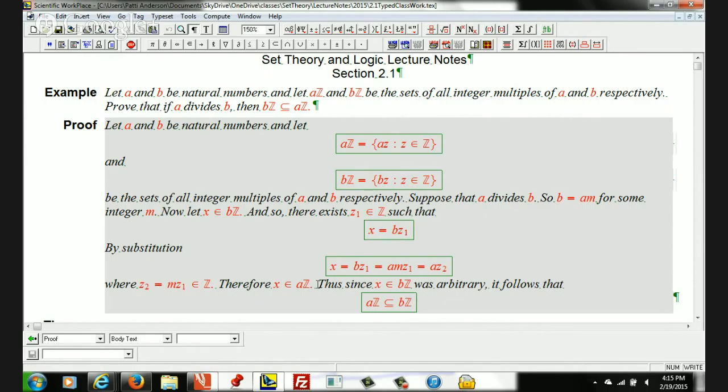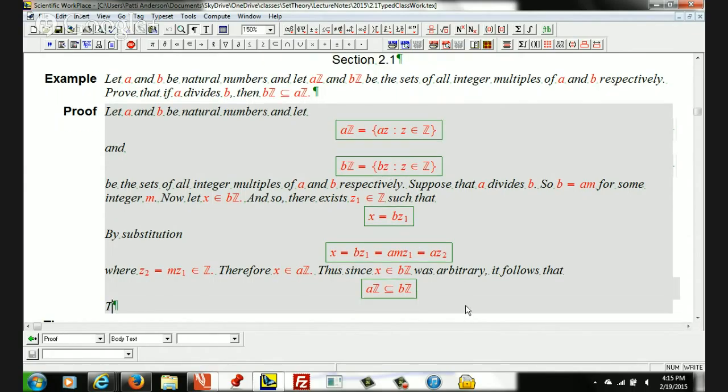So what's our final conclusion? We're going to copy and paste. How about that? So this is what we did. Therefore, if A divides B, then BZ is a subset of AZ. You have an equals in your homework assignment. That means you have to show set equality going both directions. Very similar proof, but it's not going to be identical. We're going to do that in a few minutes.